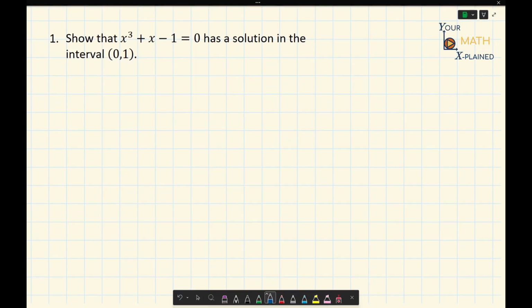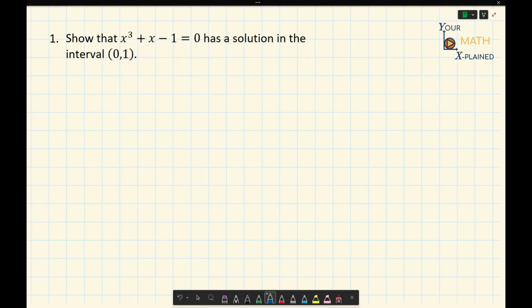So here we want to show that x cubed plus x minus 1 equals 0 has a solution in the interval 0 to 1. Now note that while we have ways of solving quadratic equations, we have no simple way of solving cubic equations. So meaning it's impossible to solve most cubic equations algebraically. But notice how for this question, we're not asked to find what the solution is. We're just asked to show that there is a solution in the interval 0 to 1. So this is where the Intermediate Value Theorem comes in handy.